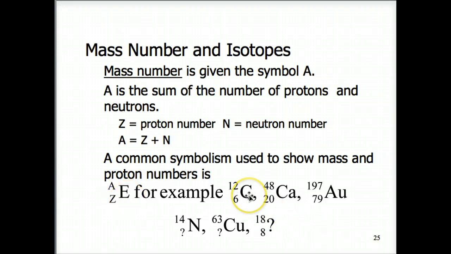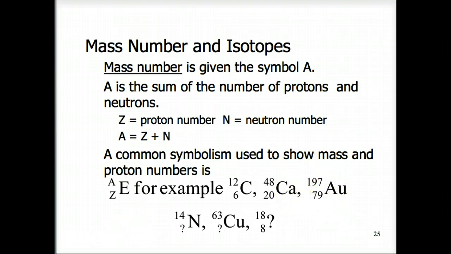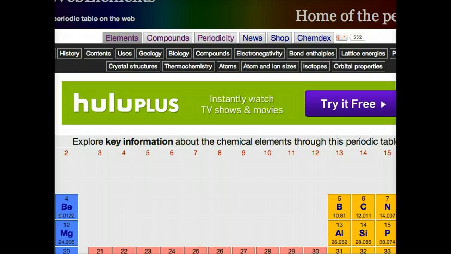So carbon-12 has a mass of 12, and it has 6 protons. Calcium has a mass of 48, and it has 20 protons. Gold, a mass of 197 and 79 protons. If you pull up the periodic table from either one of the links that I gave you or from any other link that you find on the internet, you can now look up these other atoms at the bottom, nitrogen and copper. Let's look for them.